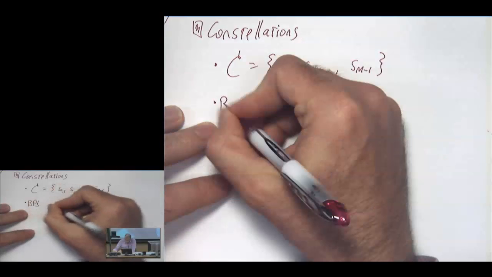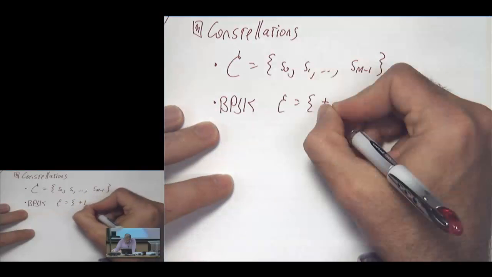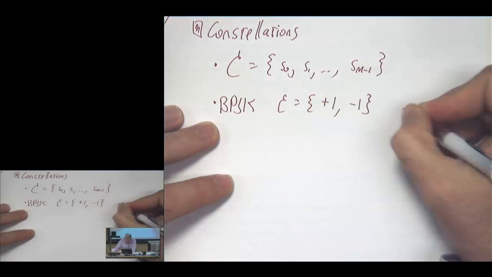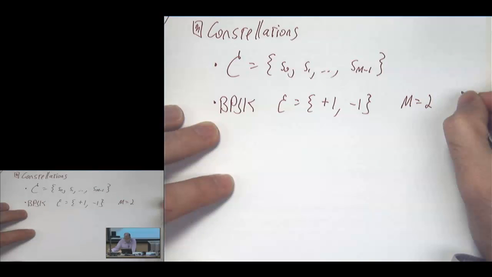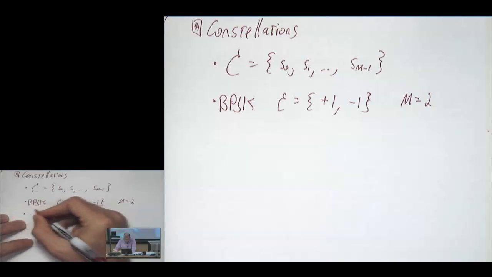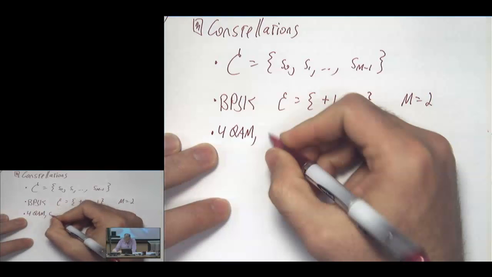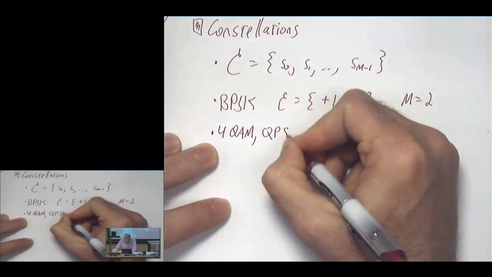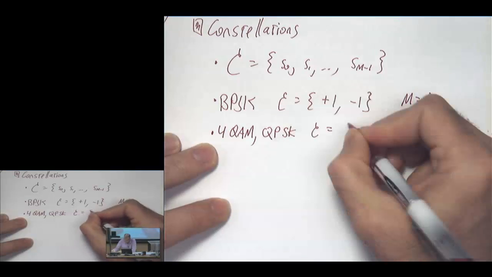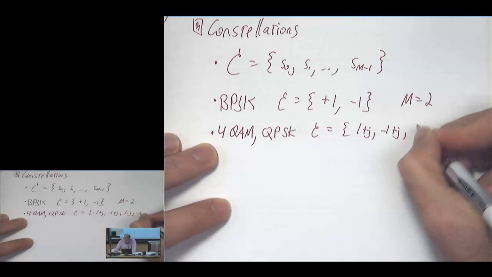So it'll be BPSK. The constellation elements will be +1 and -1. And you can see here that M is equal to 2. So you can send one bit of information with BPSK: you either send a 1 or a -1. We're going to look at 4-QAM, for quadrature amplitude modulation, also known as quadrature phase shift keying. The constellation might look like this: 1 plus j, -1 plus j, 1 minus j, -1 minus j.